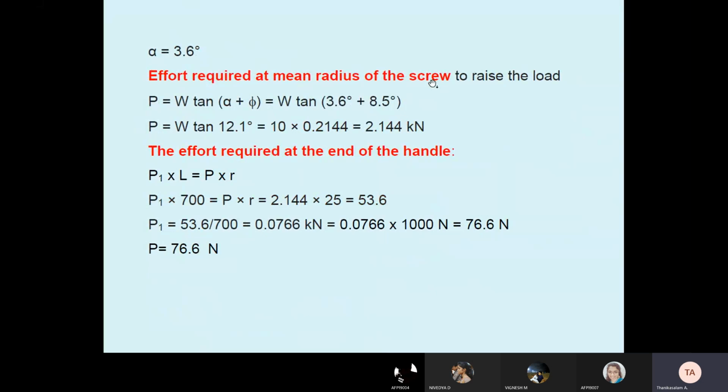See red color. Students, see the red color. The effort applied at the mean radius of screw, P equal to W tan 12.1 degree. Therefore, the final answer, 2.144 kilonewton.